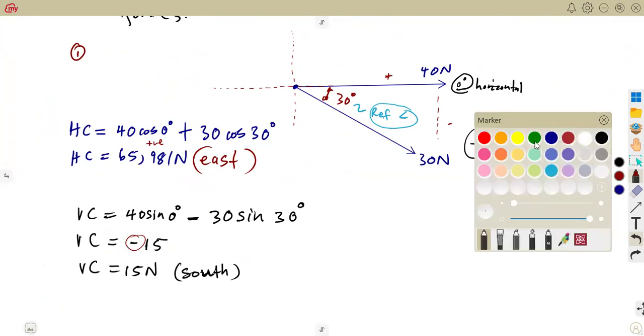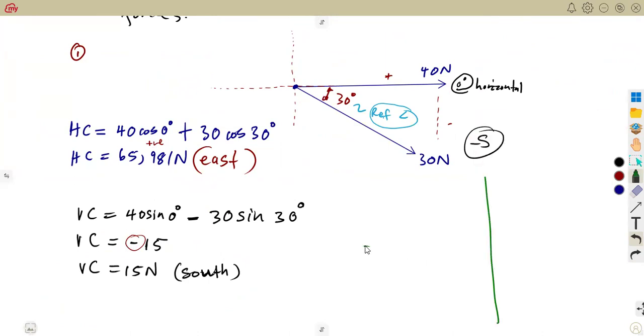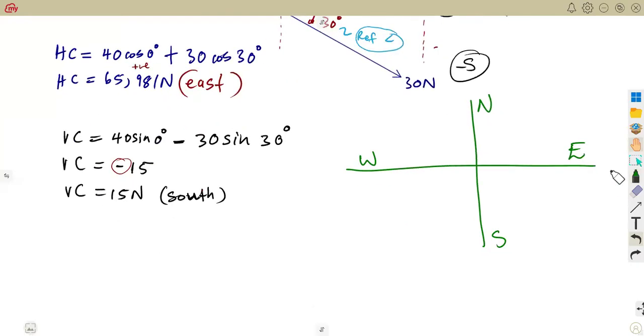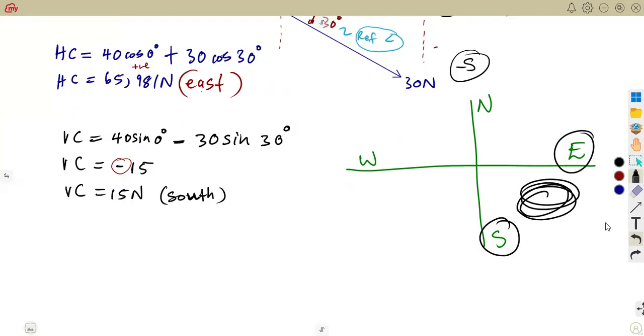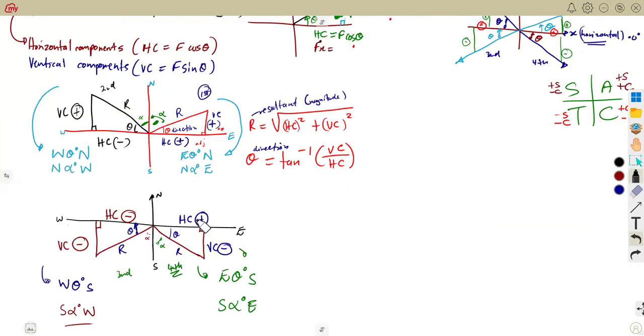Where is it that we have the east and the south? This is your north, this is your south, this is your west, this is your east. So where is it that we have the east and the south? Meaning to say this is the fourth quadrant, where we have horizontal positive, vertical negative.